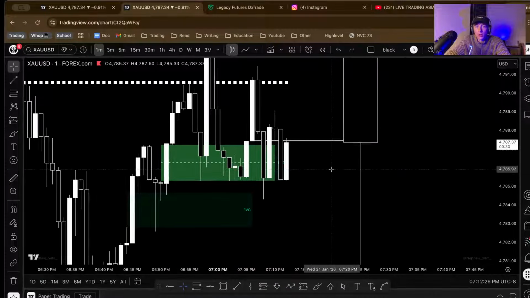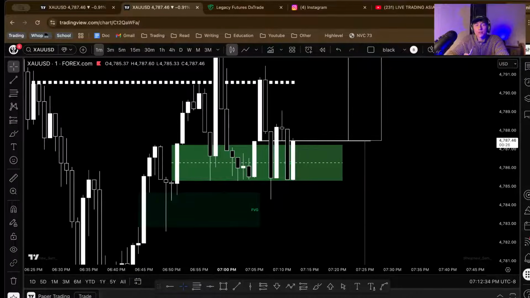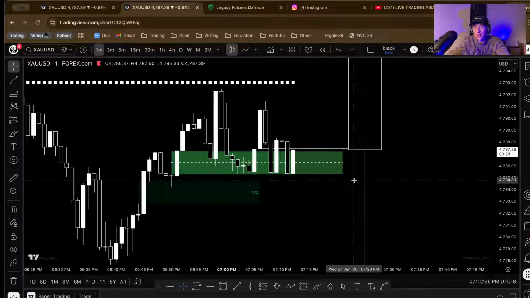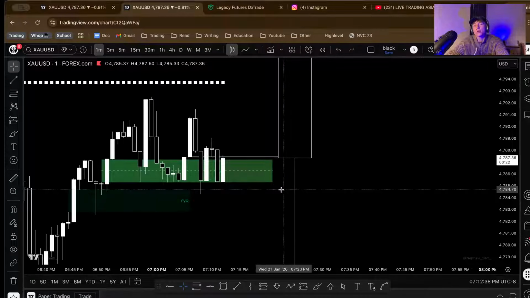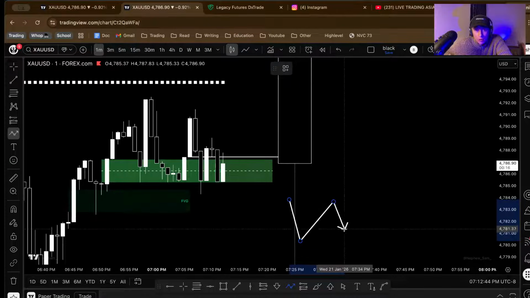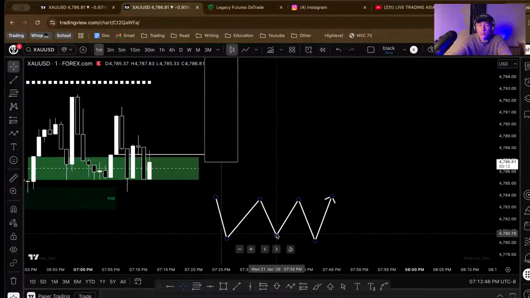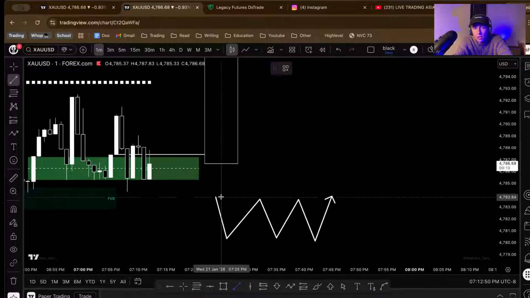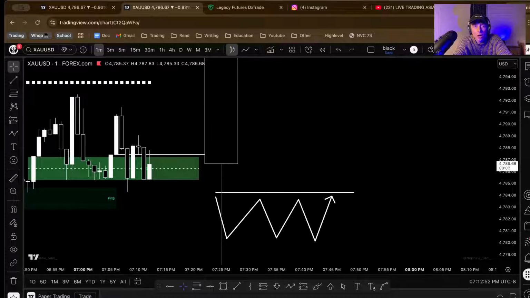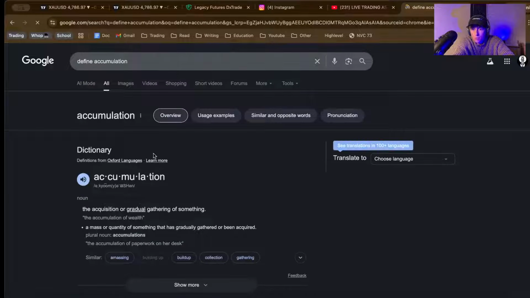Appreciate you. Look, once again, we are staying inside of this 1 minute fair value gap. Notice how the price action right now is literally just accumulating. There are 3 stages to every single day, and this applies the same way on higher time frames as well: accumulation, manipulation, and distribution. Accumulation is pretty much the consolidation. What accumulation means is building up orders. Let's define accumulation: the acquisition or gradual gathering of something.